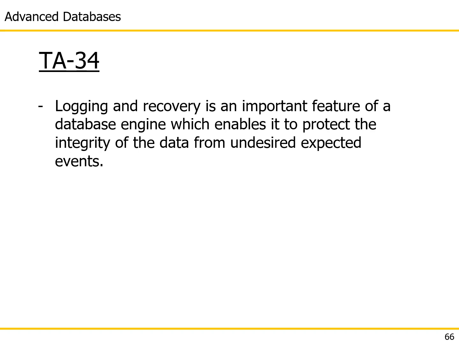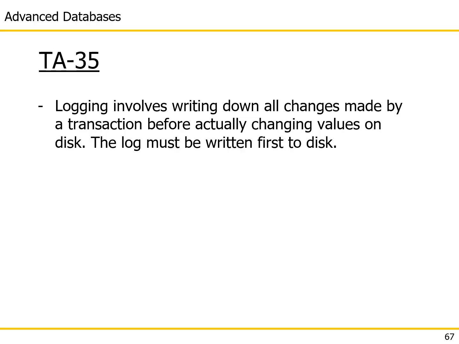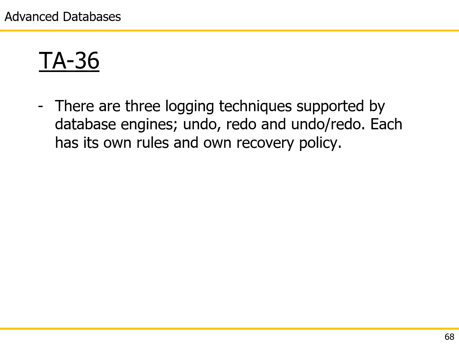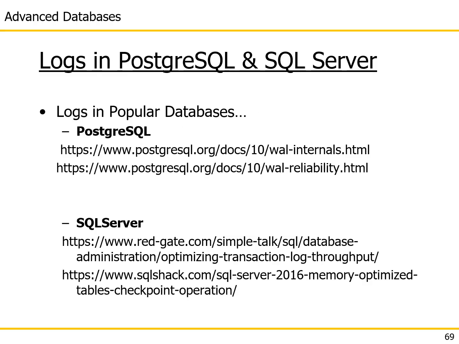And finally, the takeaway. Logging and recovery is an important feature of a database engine which enables it to protect the integrity of the data from undesired, unexpected events. Logging involves writing down all changes made by a transaction before actually changing values on disk. The log must be written first to disk. There are 3 logging techniques supported by database engines: undo, redo, and undo redo combined. Each has its own rules and its own recovery policy.